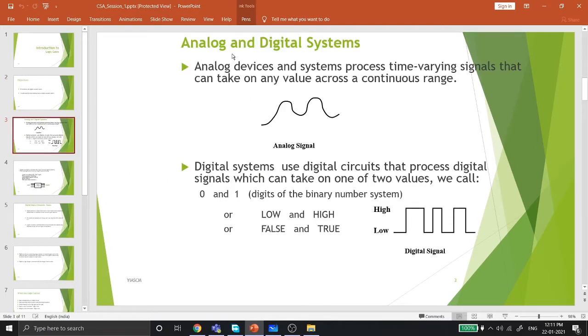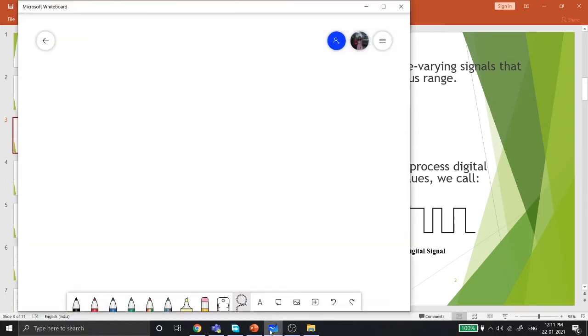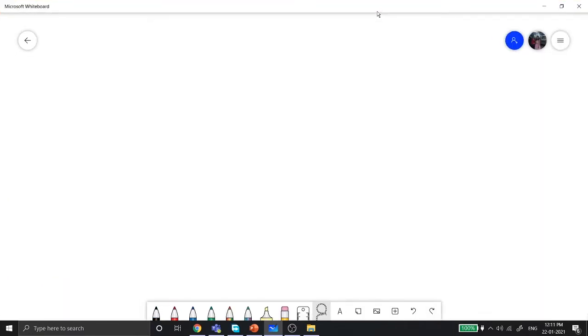As I told you, there are two kinds of circuits in electronics, analog and digital. Analog devices and systems process time varying signals that can take any value across a continuous range, and digital systems use digital circuits that process digital signals which can take one of two values that we call 0 and 1, or high or low. I think those who have taken science in PUC, that is plus 2, will know what digital and analog circuits are, but still I will explain it.